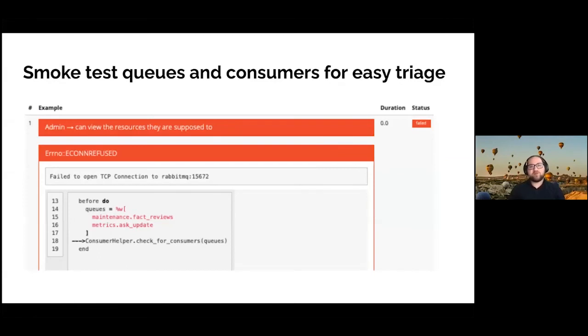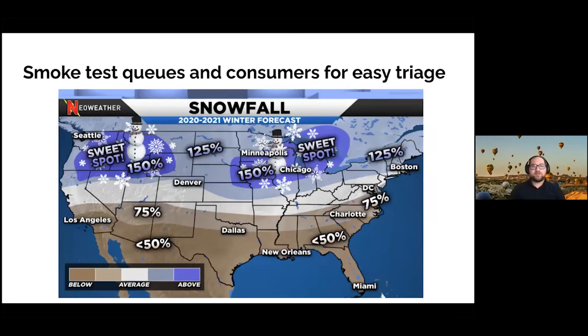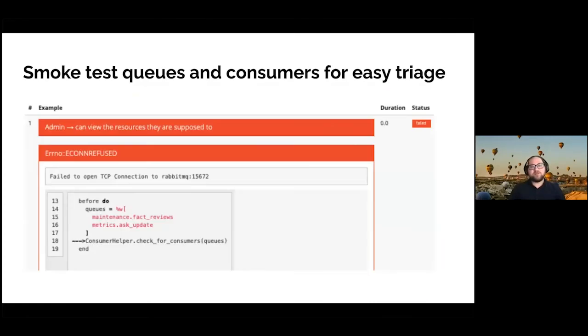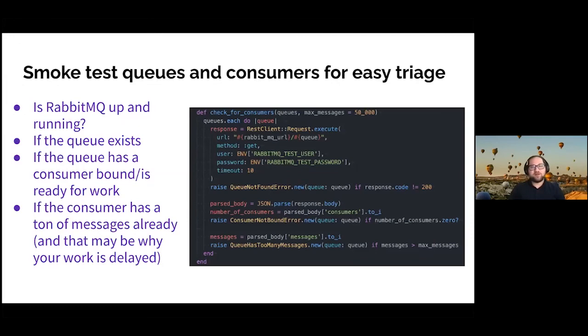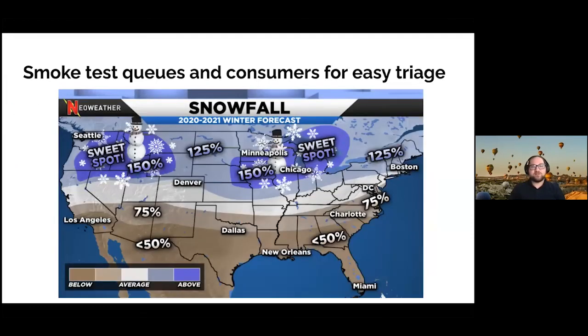And here's a sample of what it might look like if one of those check for consumers calls fails. Here we can see RabbitMQ maybe isn't even up, so we can investigate that instead of any of a number of other things. So I like to think these smoke tests are kind of like weather reports. They tell you at a glance what it's going to be. Do I need to put on a jacket? I guess the equivalent of having to wear a jacket is if you get the queue has too many messages error, then you're like, okay, the temperature's hot today, and I know that from looking at the weather report.